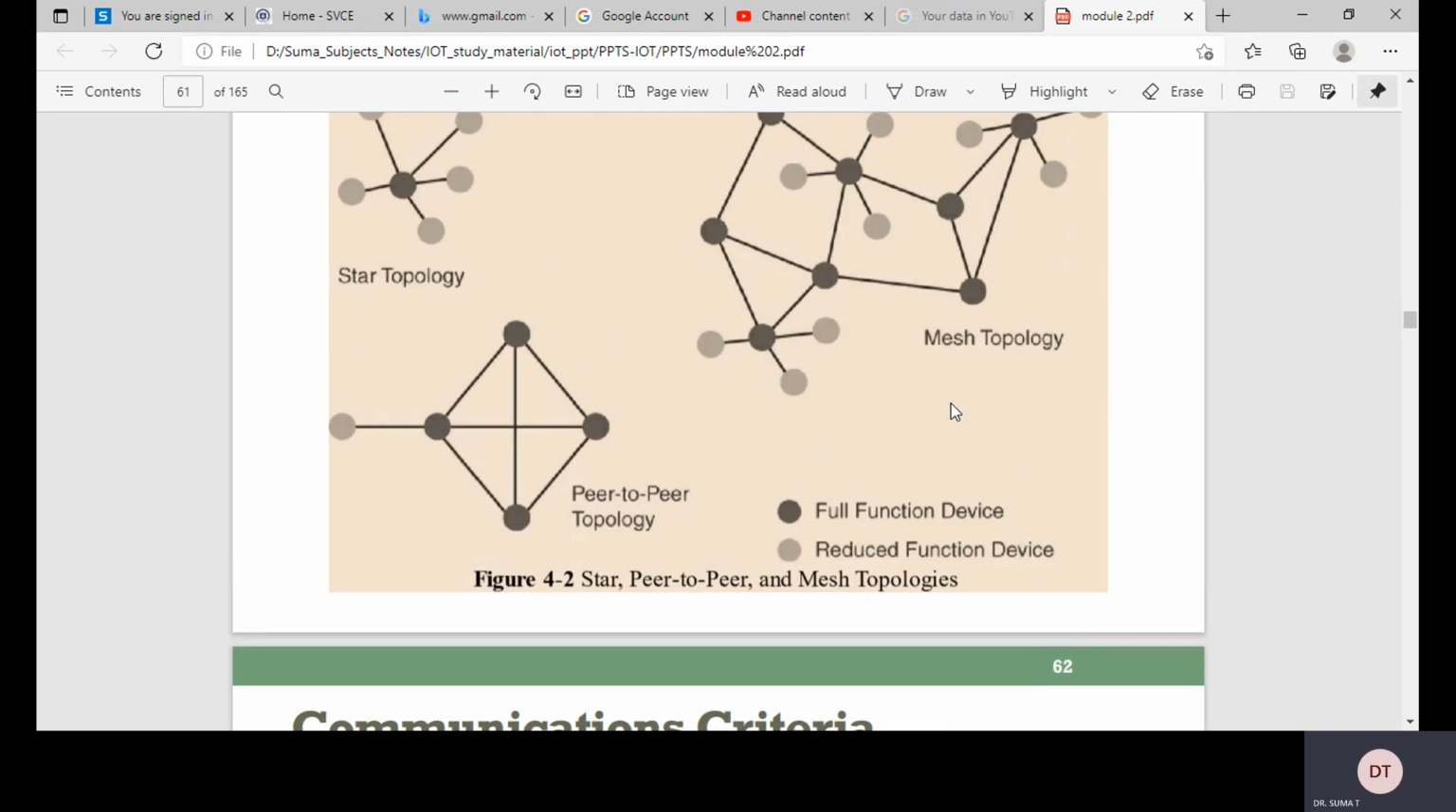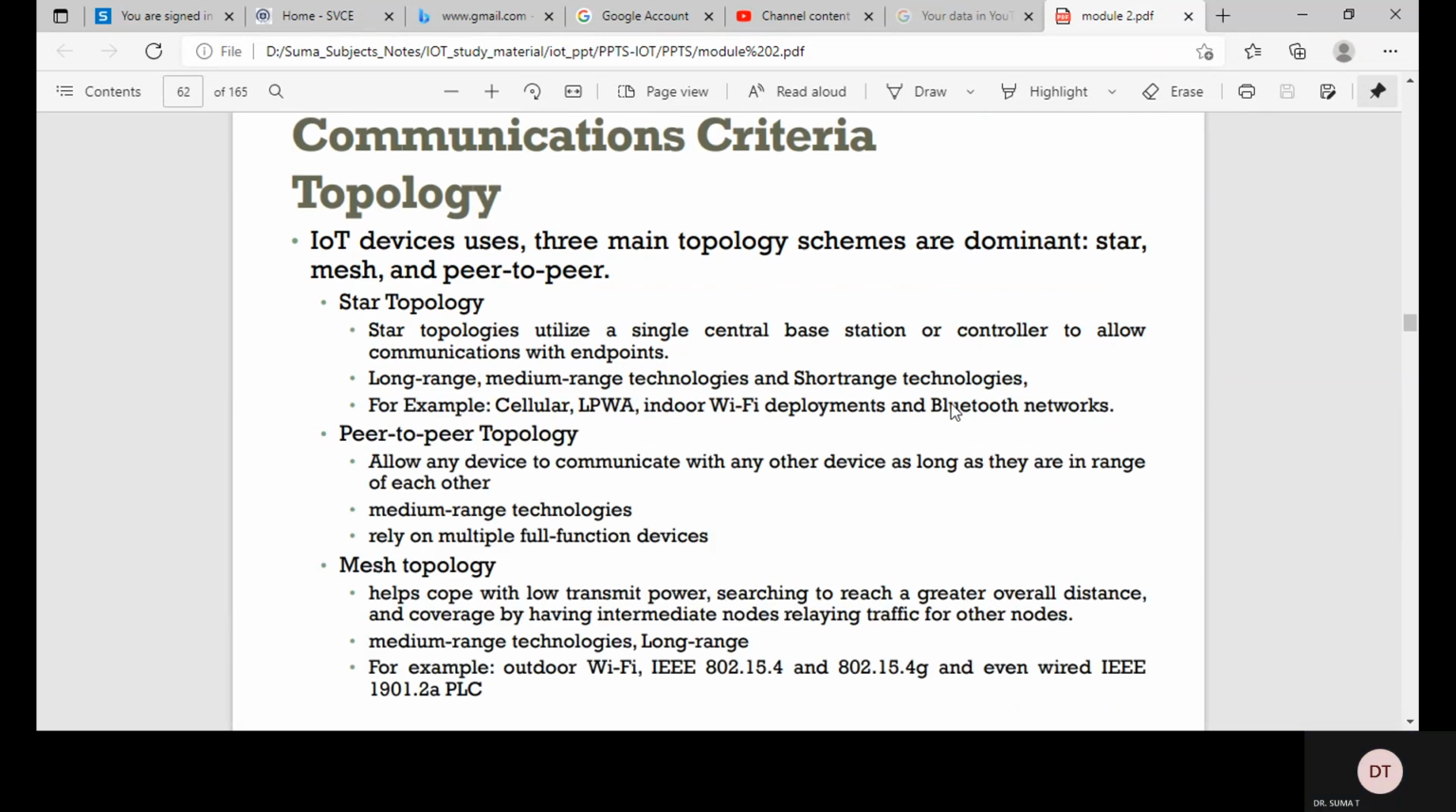So you can see there the dark circles and the gray circles, right? The dark circles identify the full function device, and the gray circle which you can observe on the diagram is a reduced function device. And for long range and short range technologies, we use a star topology, which is prevalent.